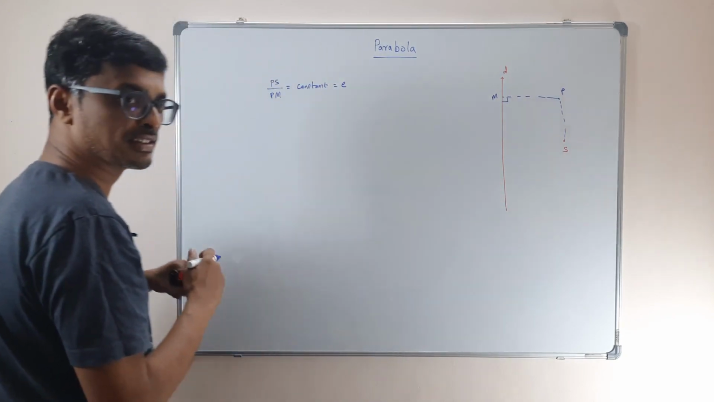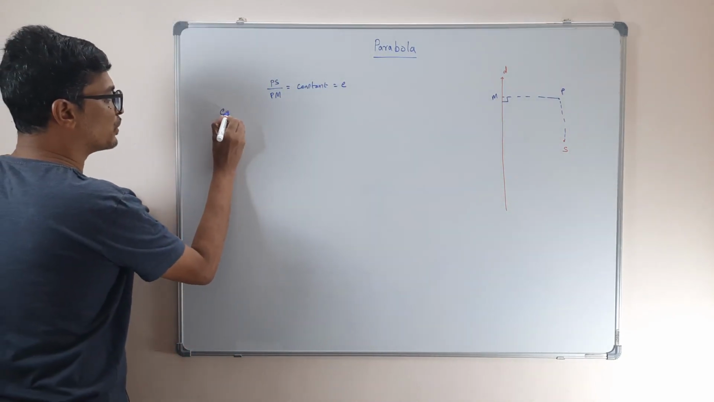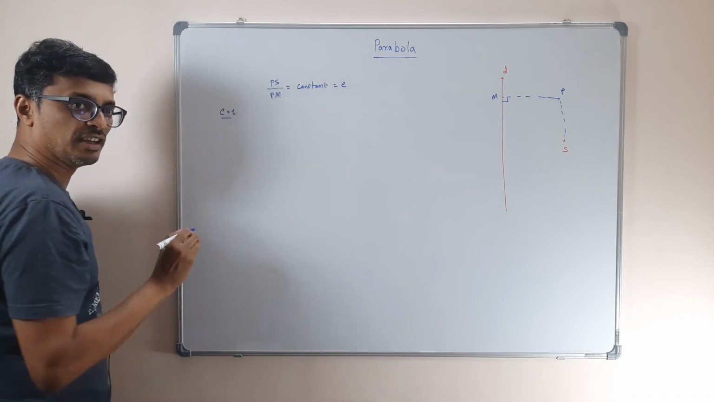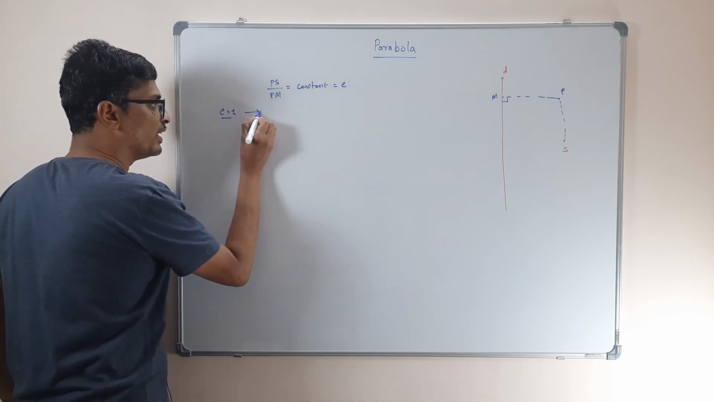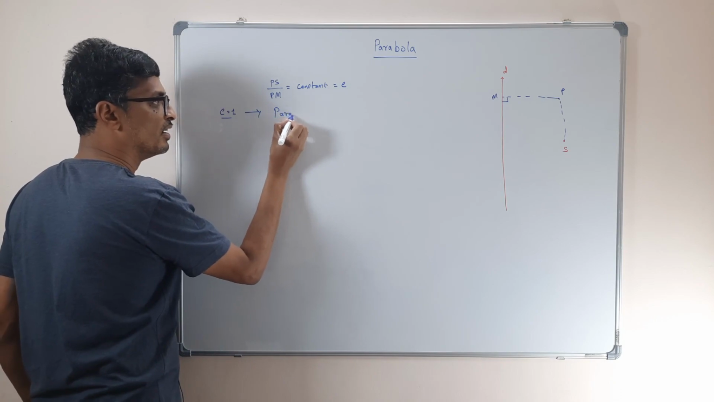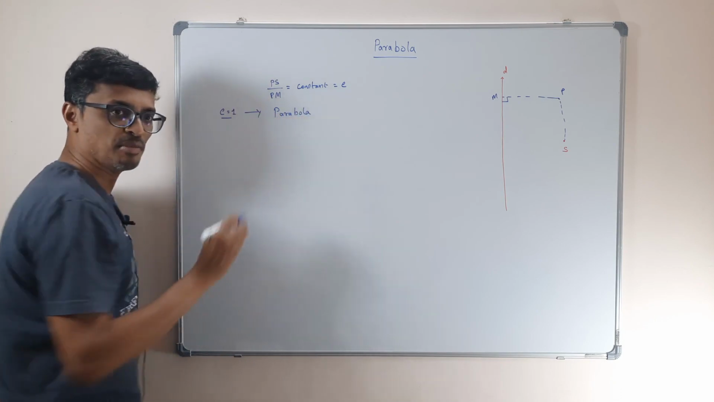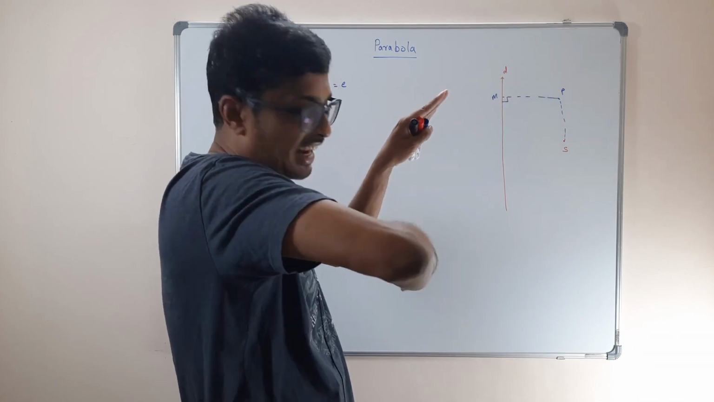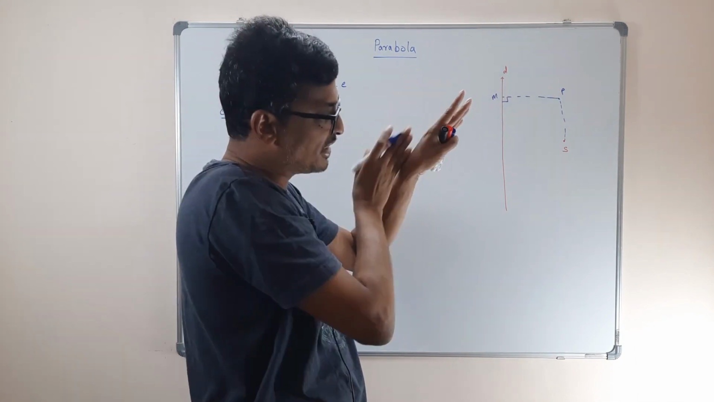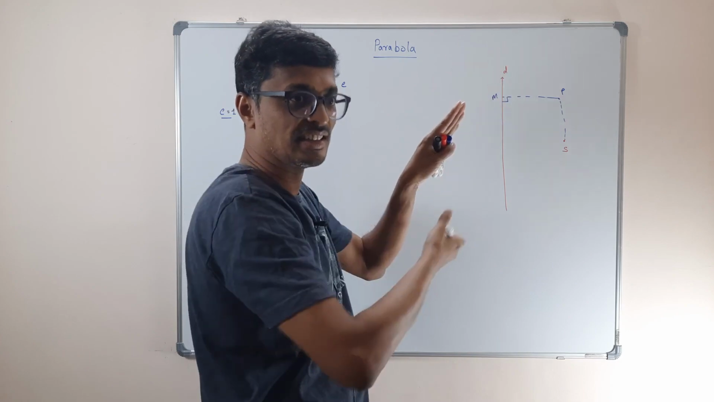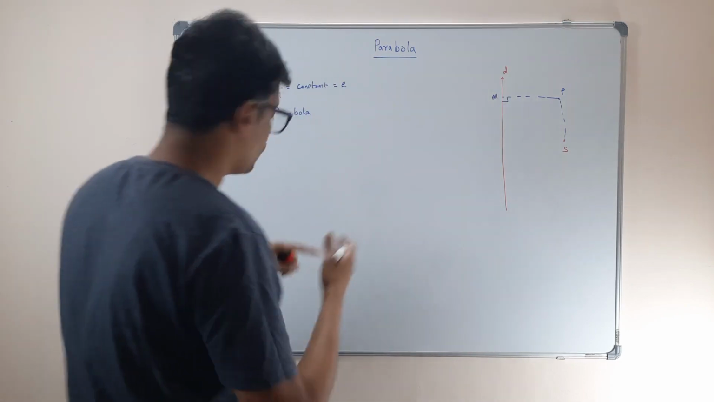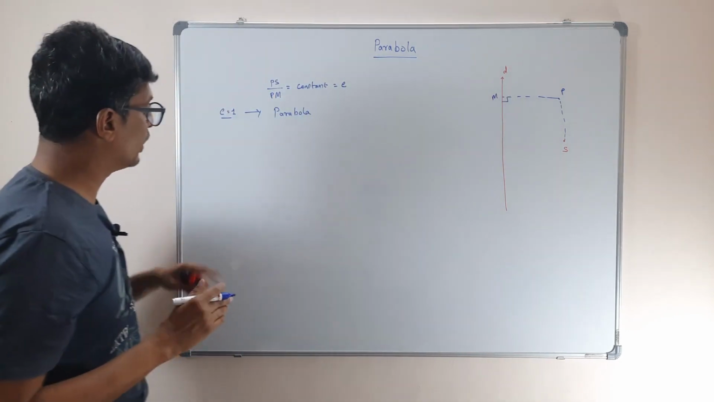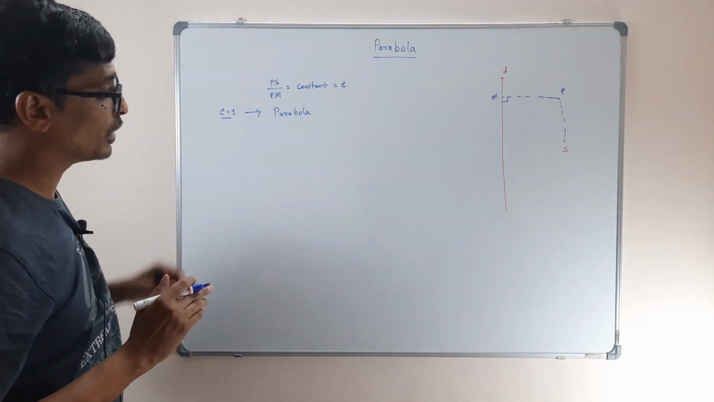So first thing we will see is when E is equal to 1. When E equals 1, what you get is a parabola. A parabola is when your plane is parallel to the tangent of the cone, that is, a generator line. Then the curve you are going to get is a parabola. So E equal to 1 is a parabola. Let us write.